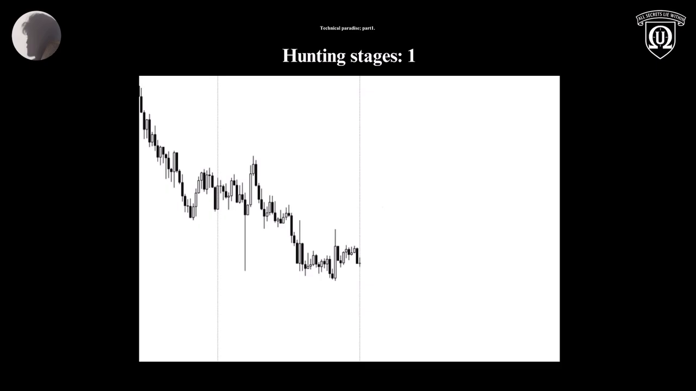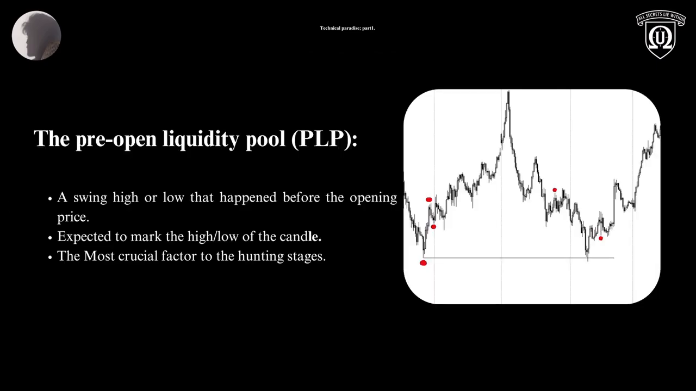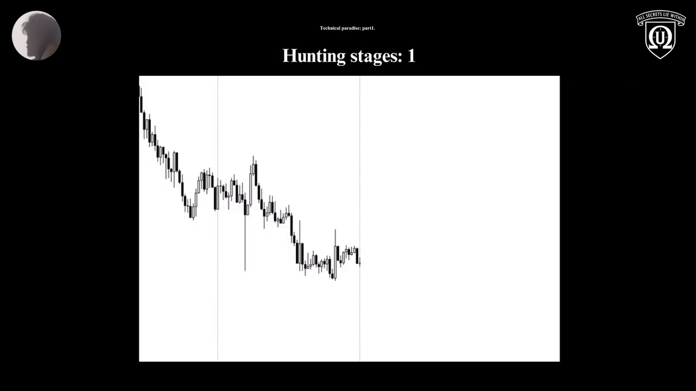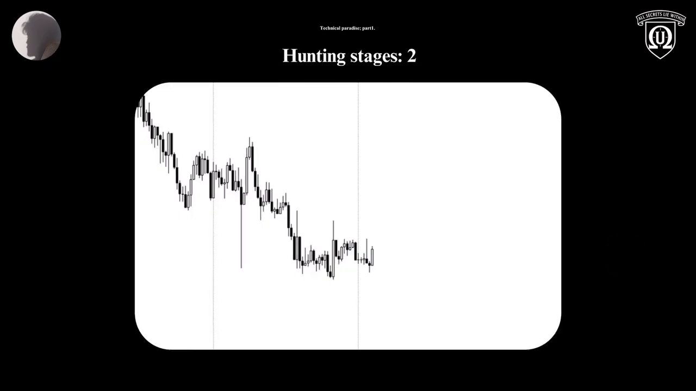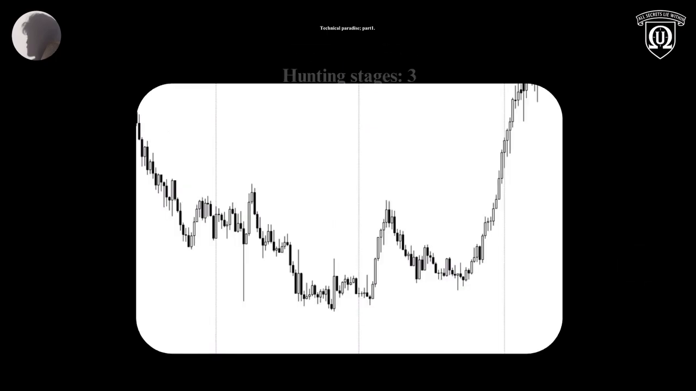These are the hunting stages. These are the stages you'll go through every single time you place a trade. And this can be any time frame. This can be a weekly candle, a daily candle, a 4-hour candle, right? Stage 1 is mark the landscape, mark a potential pre-open liquidity pool, which you're going to mark at the bottom. And then you wait for a reaction at your marked key level, and then you watch price rally into outer space, right?